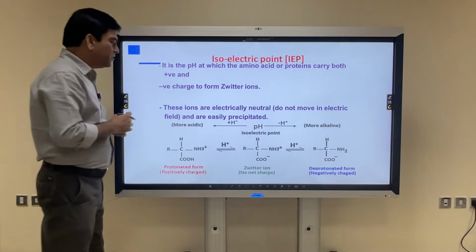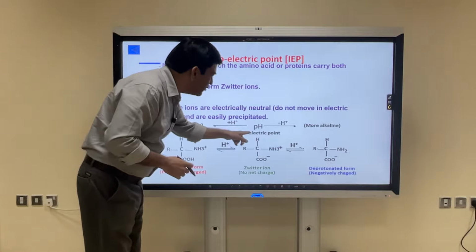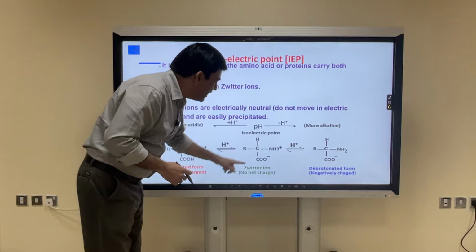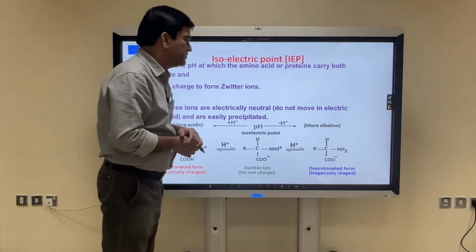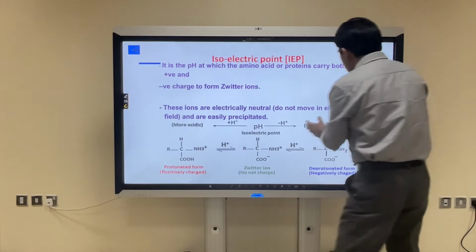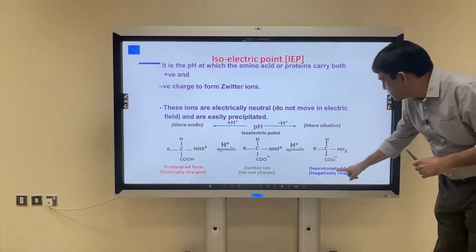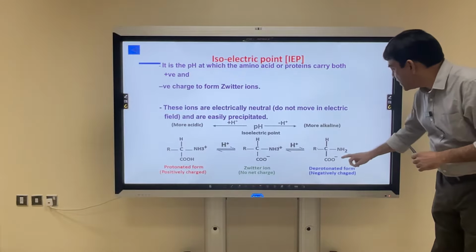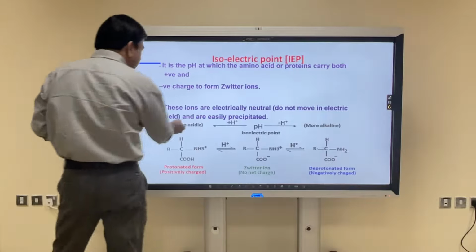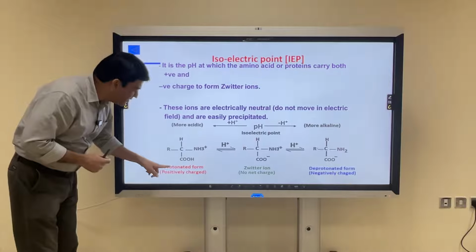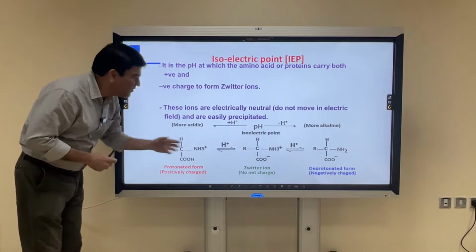Now you can see it over here. This is IEP, isoelectric point. At isoelectric point, amino acid exists as a Zwitter ion. They have no net charges. And at an alkaline pH or high pH, amino acid is in a deprotonated form. That is, it has a negative charge. And at a low pH, or you can say acidic pH, amino acid is in a fully protonated form. They have a positive charge. You can see there's a positive charge.